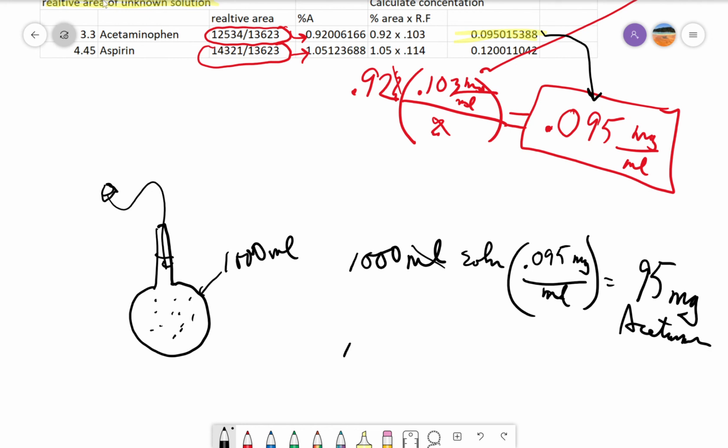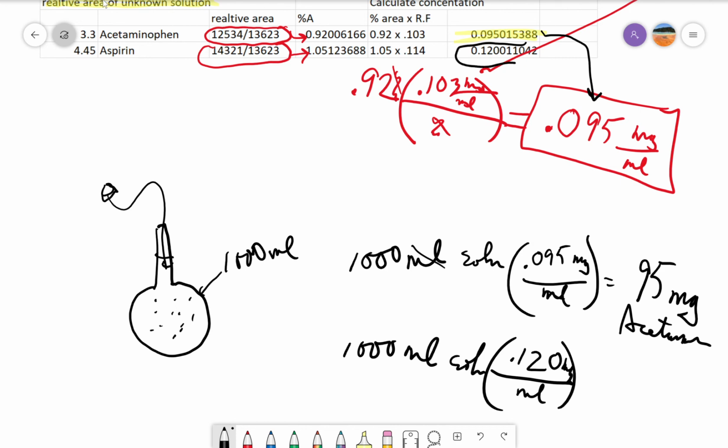By that same approach, if we had a concentration of 0.12 milligrams per milliliter of the aspirin, and that 1,000 milliliters is multiplied by 0.12 milligrams per milliliter, that tablet must have had 120 milligrams of aspirin.